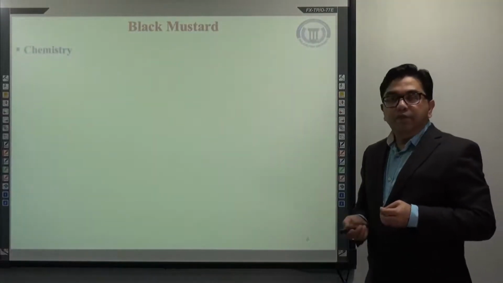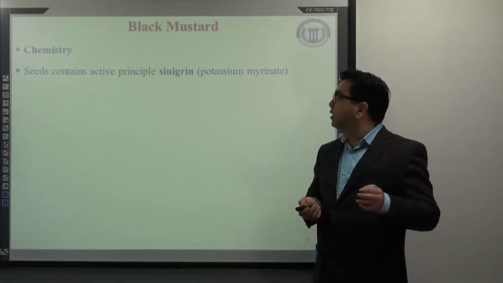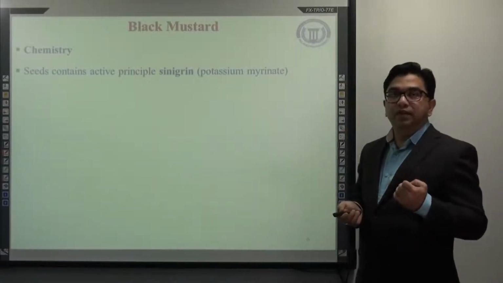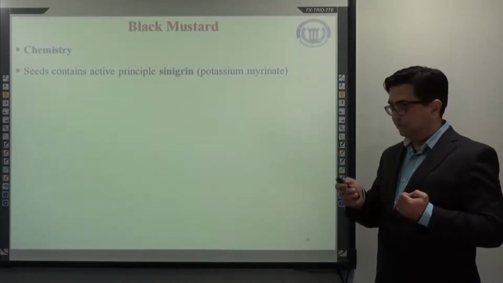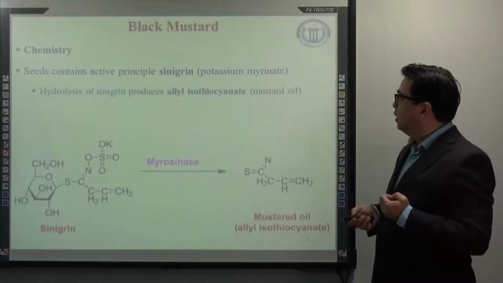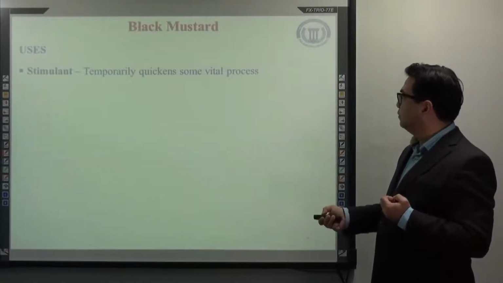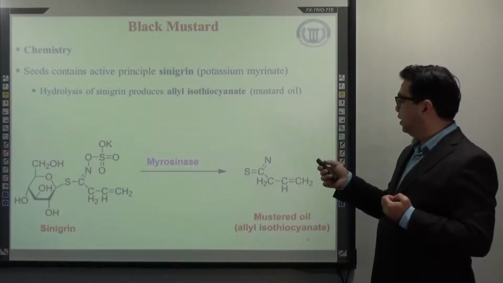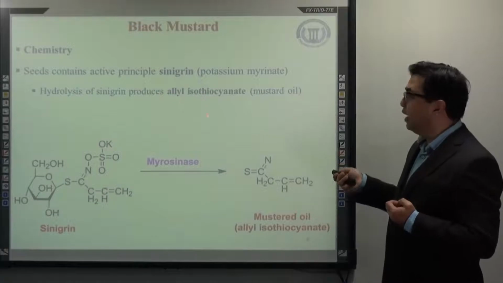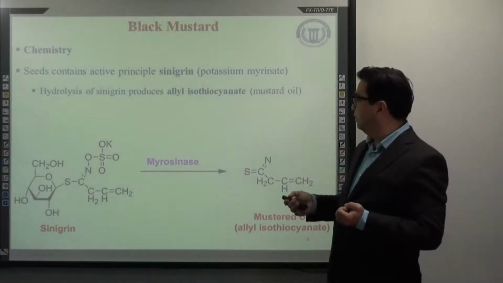Talking about the chemistry of black mustard, the seeds of black mustard contain an active principle, that is sinigrin, which is also known as potassium myronate. Hydrolysis of sinigrin produces allyl isothiocyanate, which is nothing but the constituent of mustard oil.